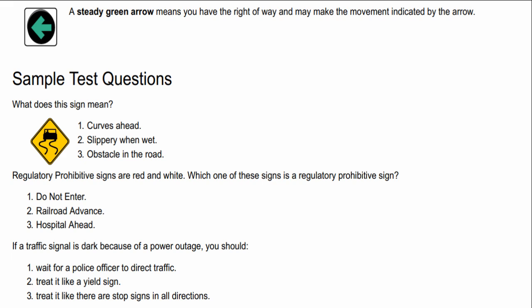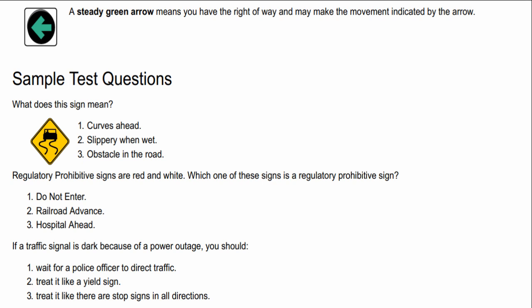Sample test questions. 1. What does this sign mean? A. Curves ahead. B. Slippery when wet. C. Obstacle in the road. Page 11. 2. Regulatory prohibitive signs are red and white. Which one of these signs is a regulatory prohibitive sign? A. Do not enter. B. Railroad advance. C. Hospital ahead.